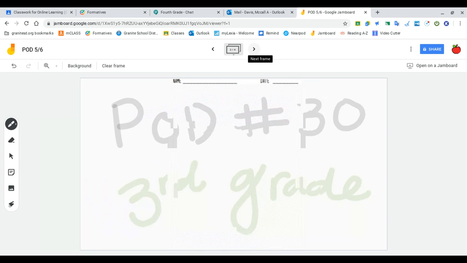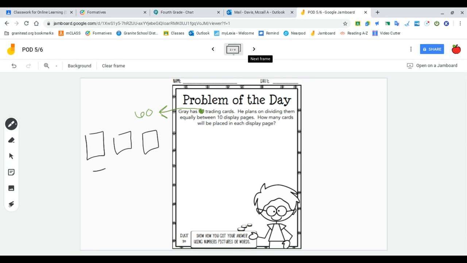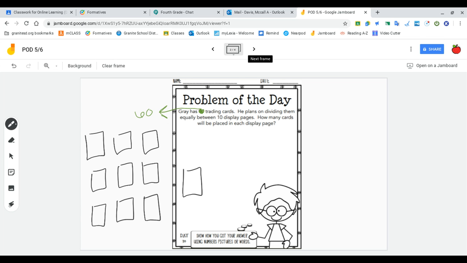I could start by drawing this. I could draw 1, 2, 3, 4, 5, 6, 7, 8, 9, and this will be my 10th display page. So this is where all the cards are going to be displayed. And then I could go through and sort all 60 onto the pages just like you would do in real life. And so I would go one by one and tally them on each page until I got to 60.